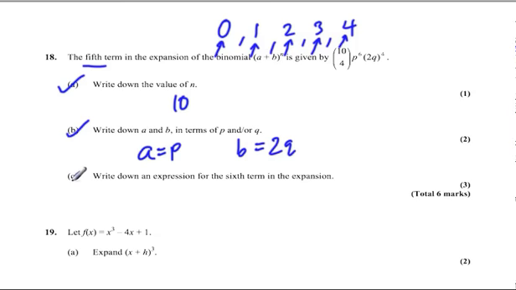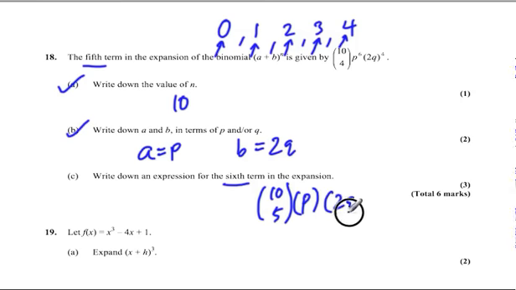Okay, good. Now, write down an expression for the sixth term of the expansion. If it's the sixth term, remember, if it was the fifth term we said 4, so this must be 5. So it's 10 choose 5, okay? It's p to the power of something, and 2q to the power of something. So if this is 5, that must be 5 as well, and that must be 5 as well. And write down an expression. They just said write down an expression. I don't know if they want us to evaluate it.